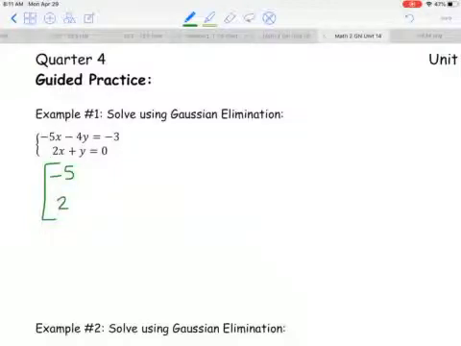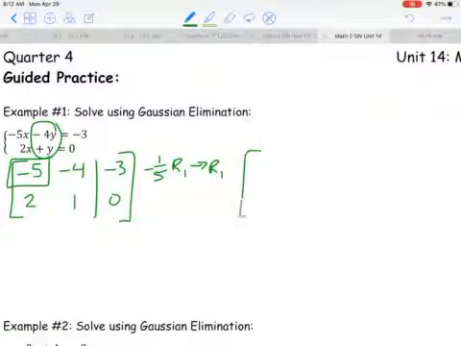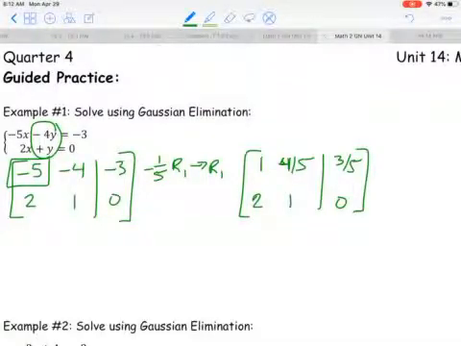So -5 and 2 are my x columns, -4 and 1 are my y columns, and then -3 and 0 are on the other side. So the first thing I want to do is to get this guy to be a 1. So I know that I'm going to be dividing by something. And then once I have that, I'm just going to rewrite row 2 because I know it's not changing. And I'm taking a fifth of all of these. So that's a 1. This will be a 4 over 5. Just leave the fraction. And if you have fractions that can reduce, always reduce them if you can.